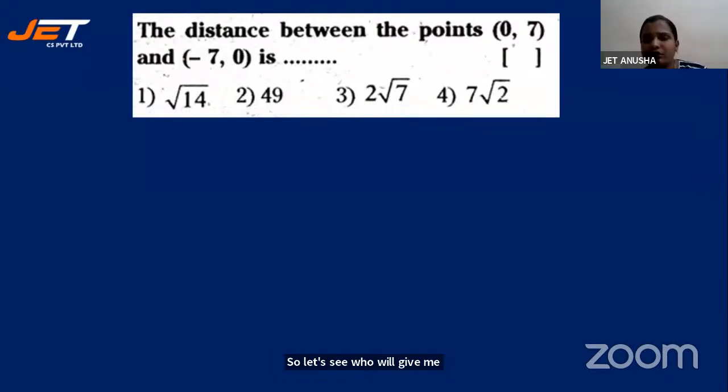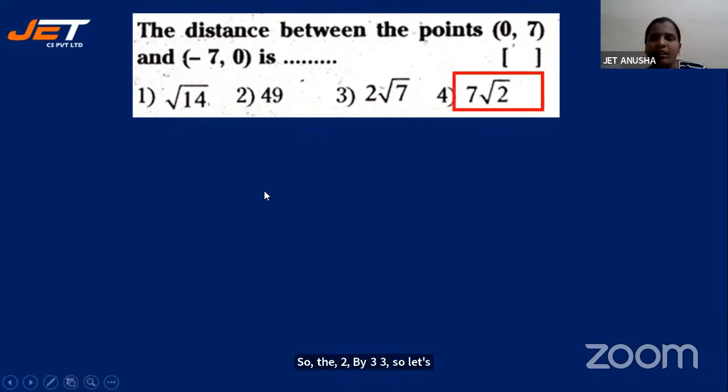Amulya 1. Jessica 2, Ashwin 1. Akhil 1. Taruni 2. Gayatri 3. So let's see what is the correct answer. The answer is 4, option 4, ma.